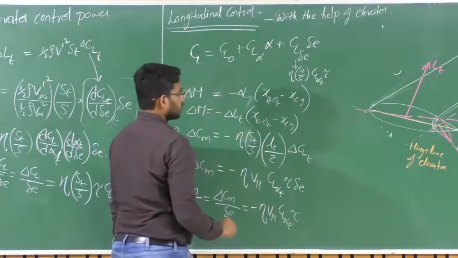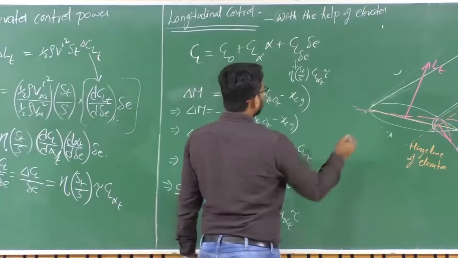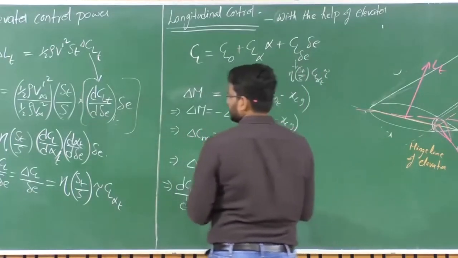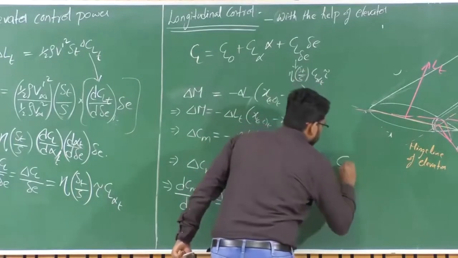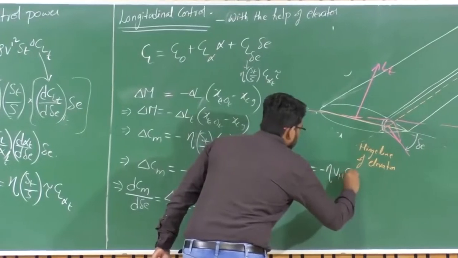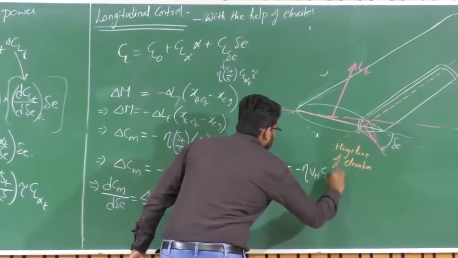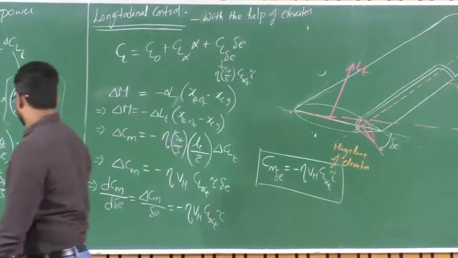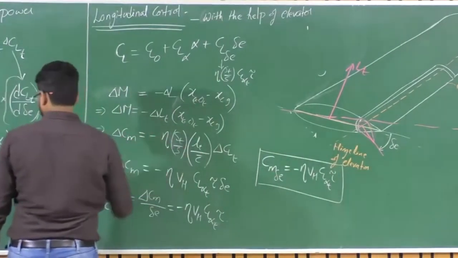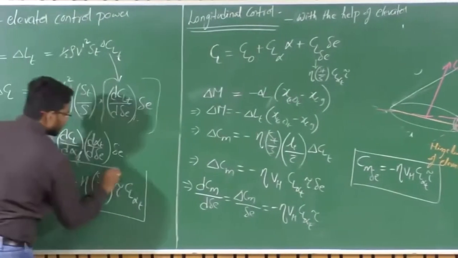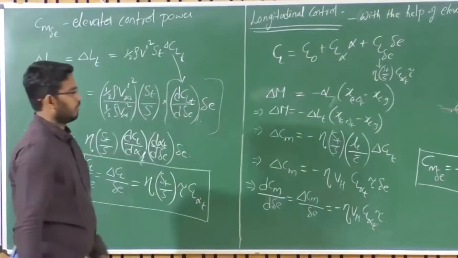Okay, so the Cm delta E is equal to minus eta VH CL alpha tail times tail effectiveness parameter. So this is one equation and this is the other equation that talks about CL delta E and Cm delta E.